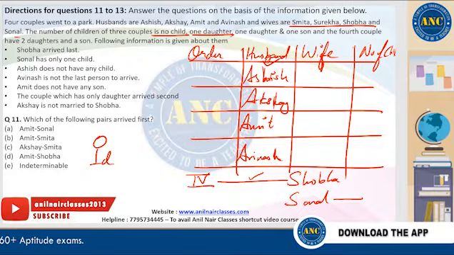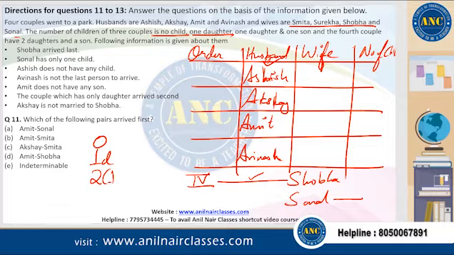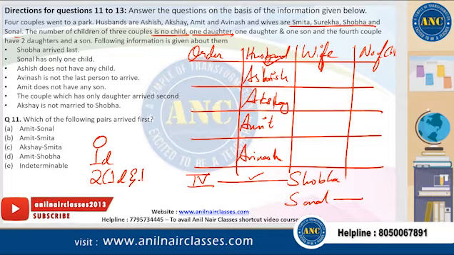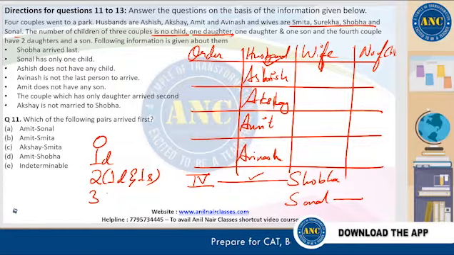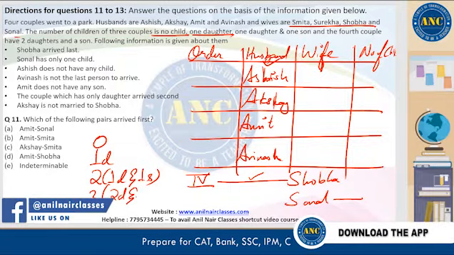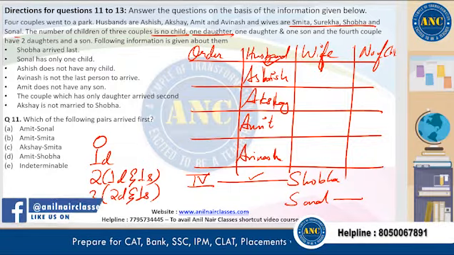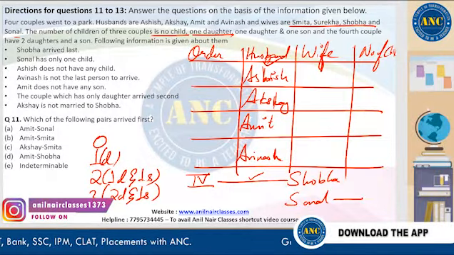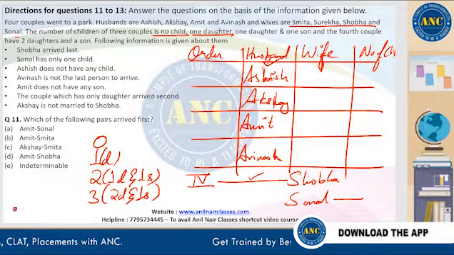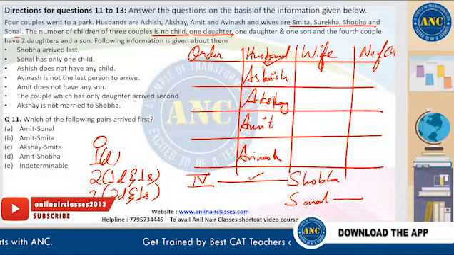We have one daughter and one son, that means 2 children. And the fourth couple have 3 children, namely 2 daughters and 1 son. So we have 0, 1, 2, 3 cases. So that means 4 things, and one of the families does not have any child.